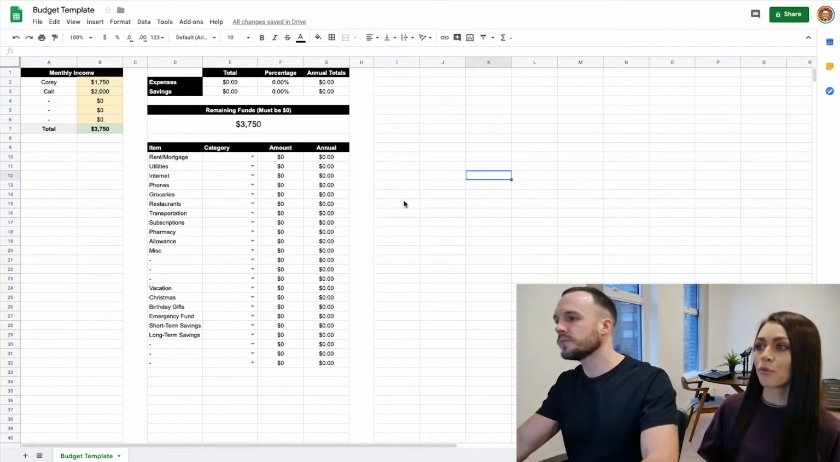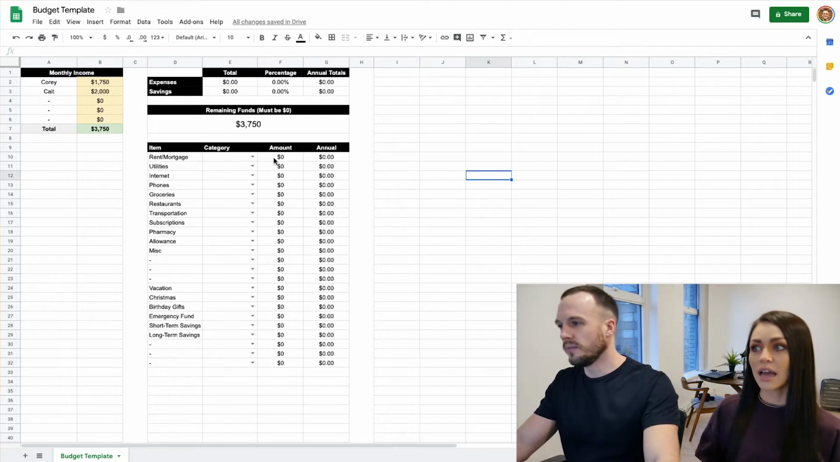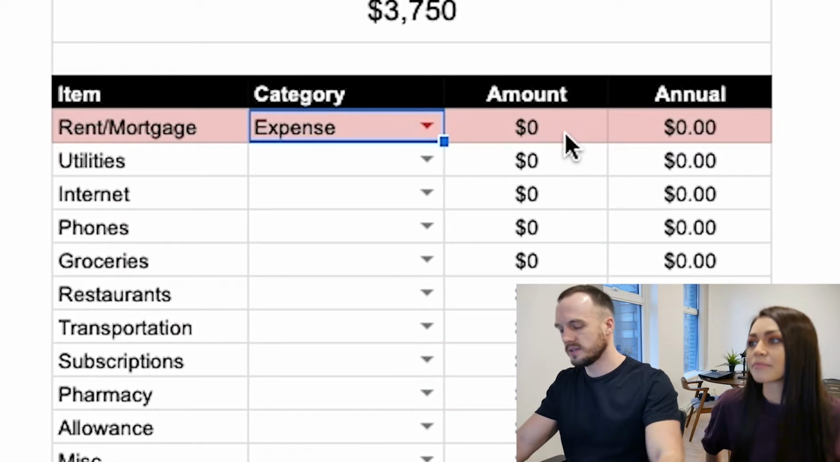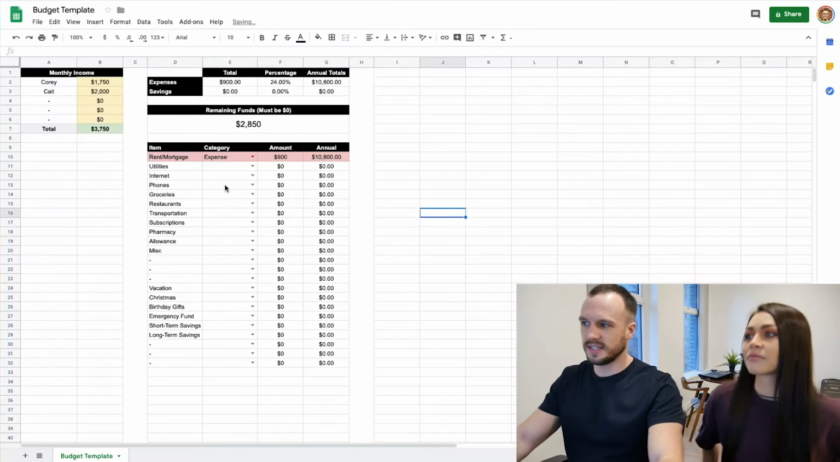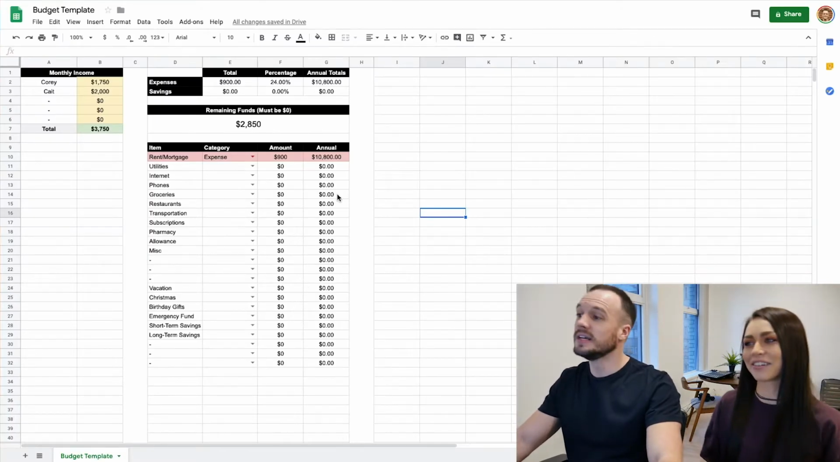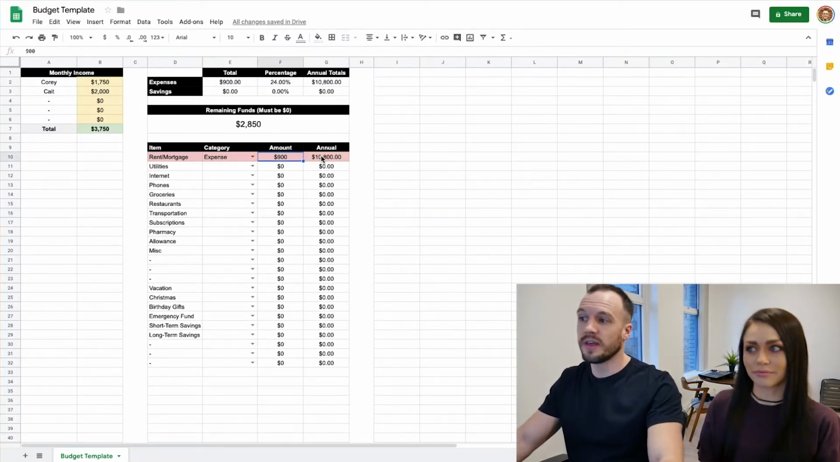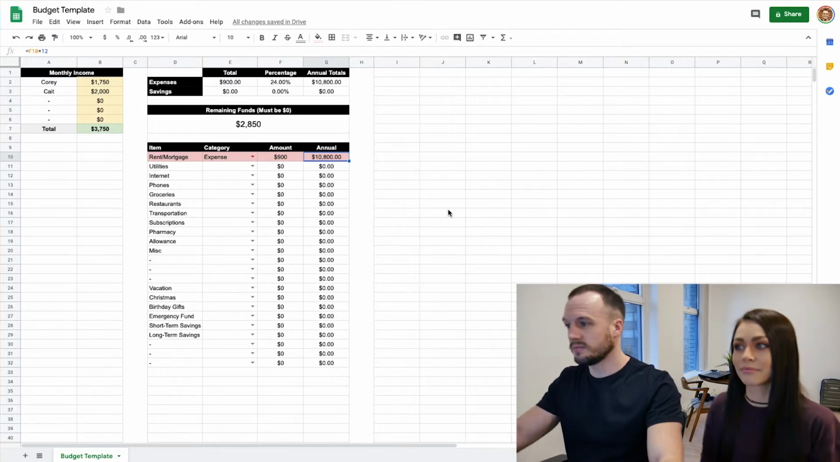So our rent every month was $900. So we'll select expense. Look at that, I got some sexy formatting going on. Amazing. Nice. So we spend $900 every single month, and so a total of $10,800. Awesome. Per year.